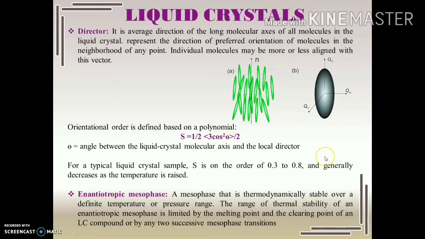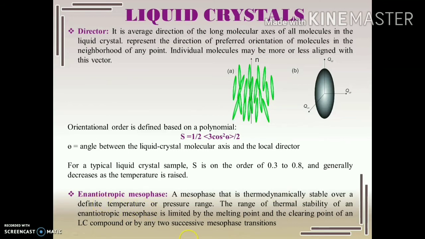Although order parameters can take values, that is, the value of S can lie between −0.5 and less than or equal to 1, for a typical liquid crystal molecule or sample, we see that S is in the order of 0.3 to 0.8 and generally decreases as the temperature is increased.